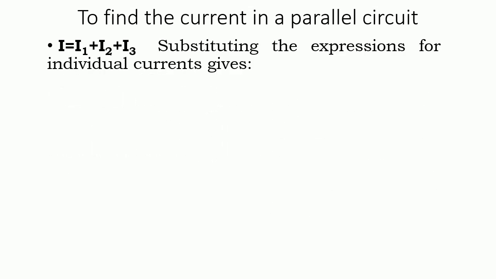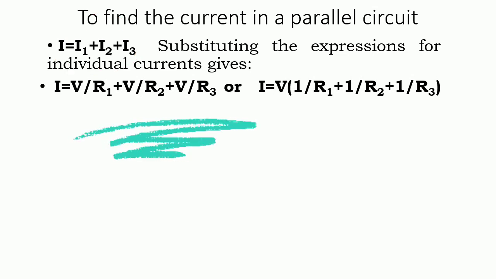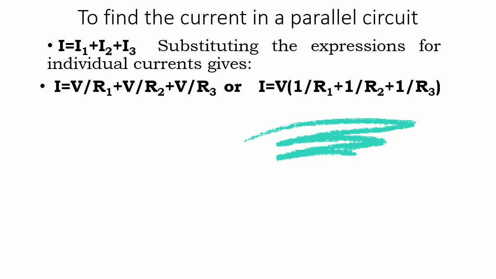So, to find the current in a parallel circuit, this is the solution or the formula. Current is equal to I sub 1 plus I sub 2 plus I sub 3. Substituting the expressions for the individual currents gives I equals V divided by R sub 1 plus V divided by R sub 2 plus V divided by R sub 3, or I equals V multiplied by 1 divided by R sub 1 plus 1 divided by R sub 2 plus 1 divided by R sub 3.